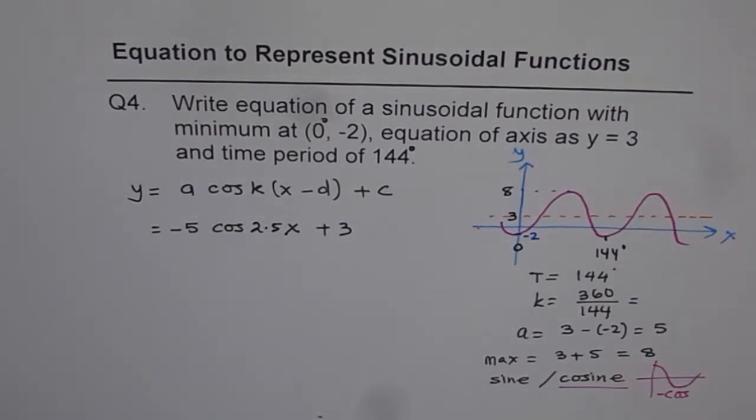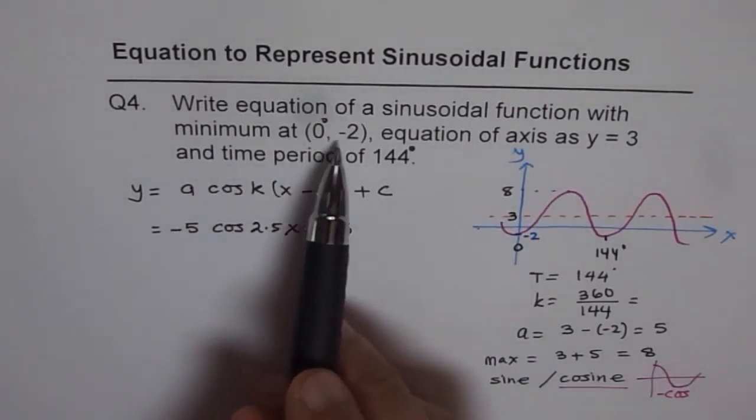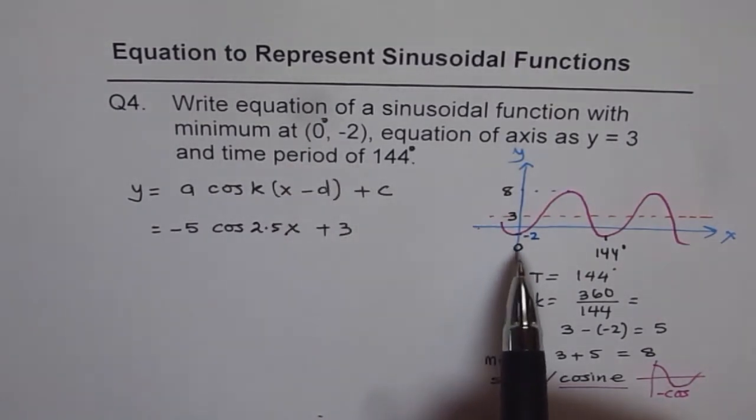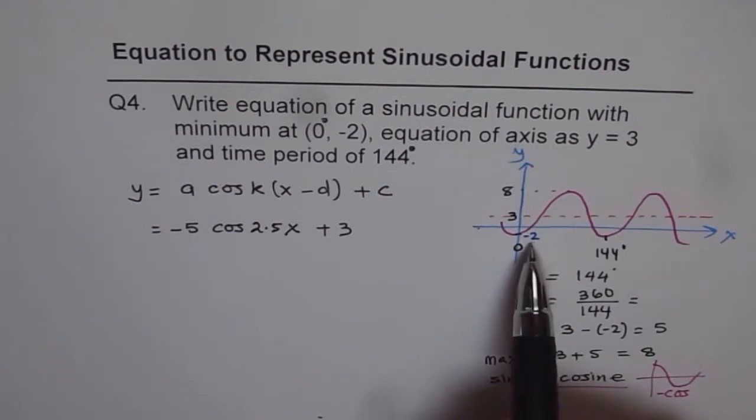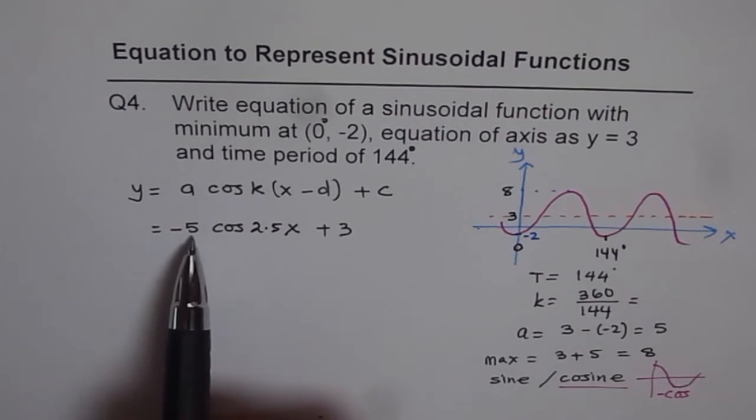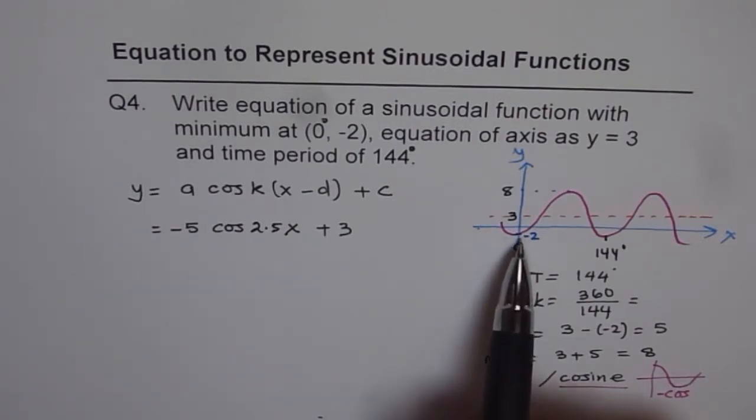I hope that's absolutely clear to you. So let's go through it once again. What we are given is the minimum value, which is at the starting point itself, 0 degrees, with a minimum of -2. And the equation of the axis is 3, so that gives us the amplitude. The difference between the axis and the minimum gives us the amplitude. Remember, amplitude is always positive. So the difference between 3 and -2 is 5. That is the amplitude. Minus, since it starts with a minimum.